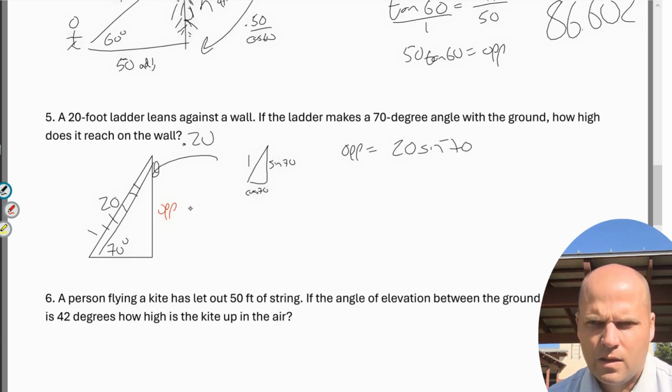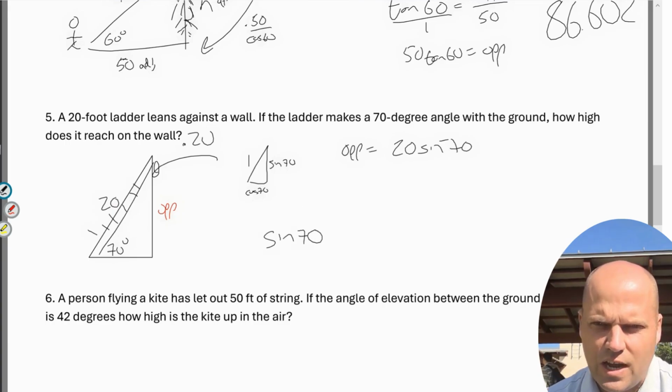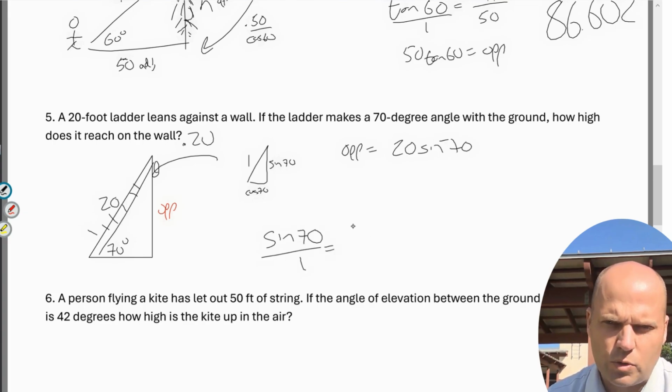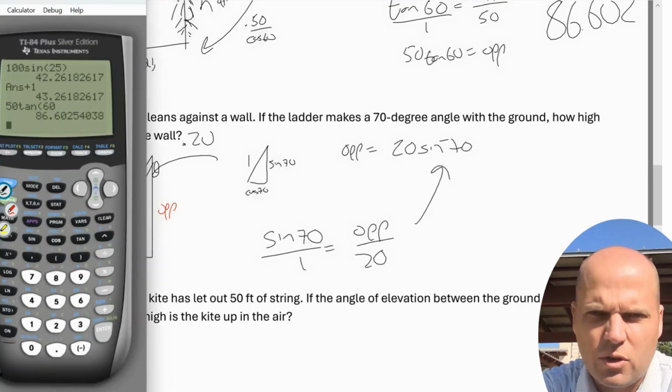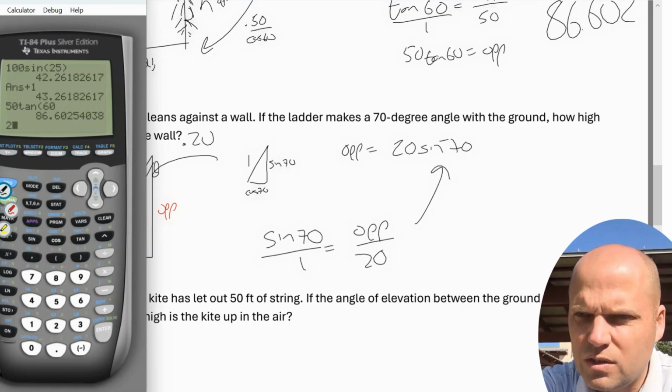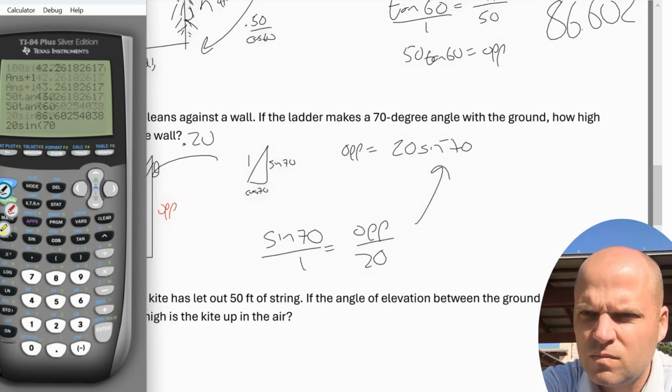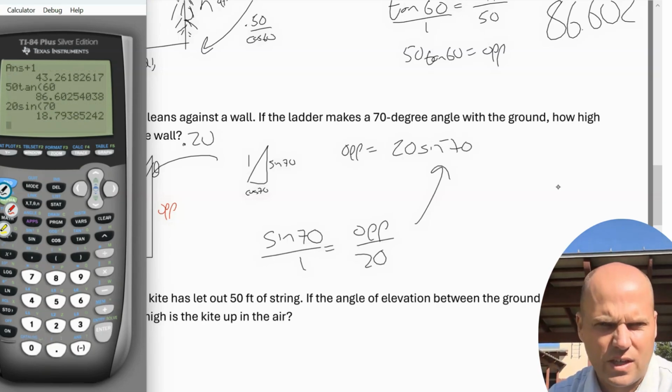Or you have the opposite that you're trying to find, and you have the hypotenuse. Opposite and hypotenuse, you'd use sine. Sine of 70 over 1 corresponds with the opposite over the hypotenuse. Cross multiply, divide, and you get 20 sine of 70, showing you the two ways to do things. That's 18.793.